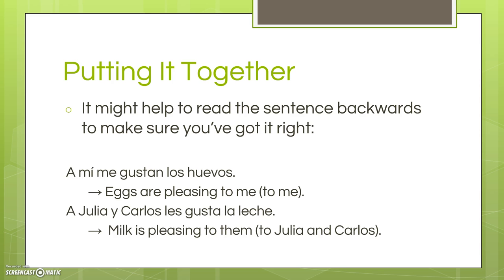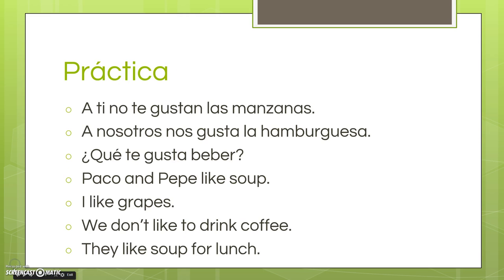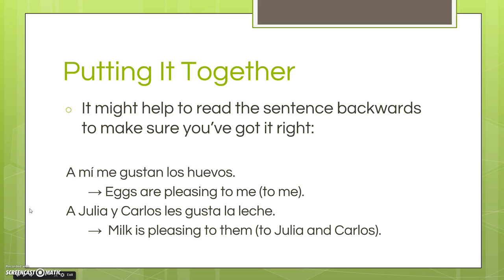Okay, so when you're looking at sentences in Spanish, it might actually help you to read it backwards to make sure that you've got it filled out the right way. So with a mí me gustan los huevos, if you take that and you say it backwards, los huevos gustan, then you know that you've got it right because huevos is plural, so gustan also needs to be plural.